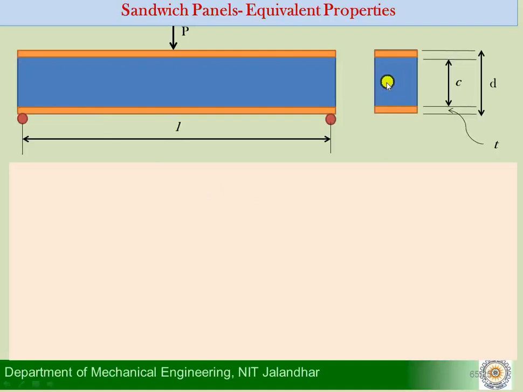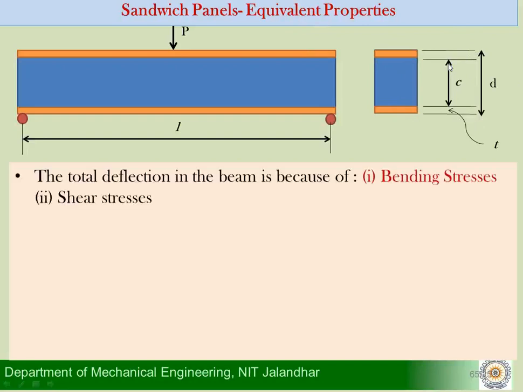So the blue one here happens to be the core, and the orange ones are the two faces here. If I treat it as a beam having a span length of L and a mid-span loading at P, that is 3-point bending. The other dimensions: C is the thickness of the core. I forgot to mention here, this is B, the width of the beam, and D is the total depth of the sandwich, and this T and this T is the face thickness here.